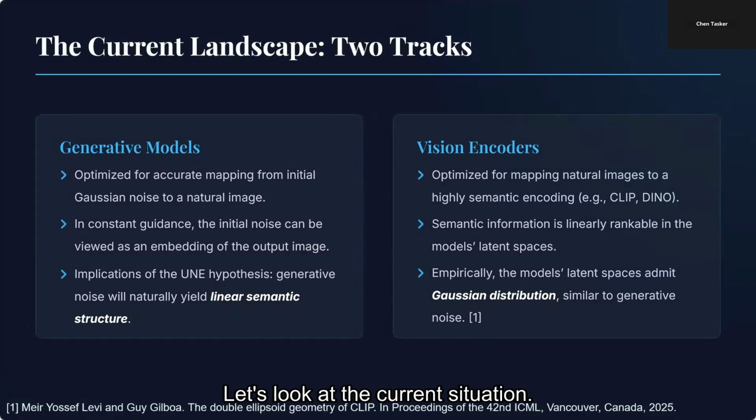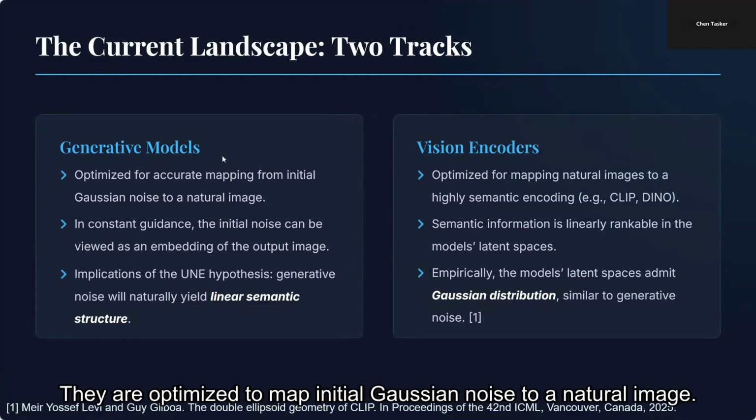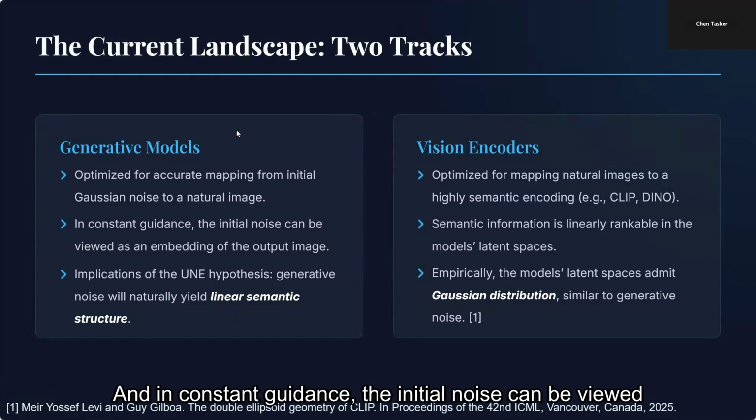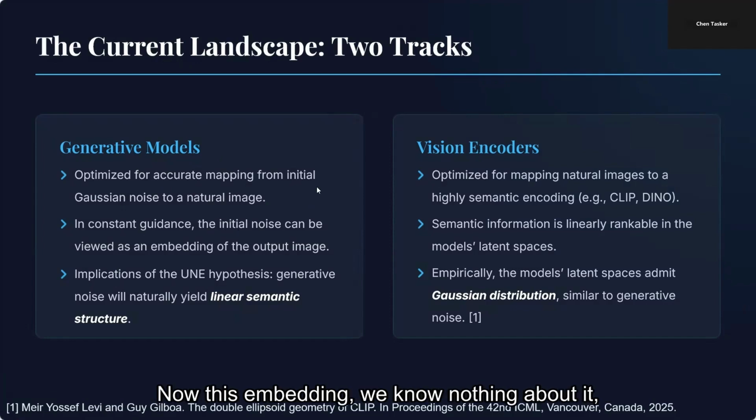Let's look at the current situation. Computer vision operates on two separate tracks. On one side, we have the generative models. They are optimized to map initial Gaussian noise to a natural image. And in constant guidance, the initial noise can be viewed as an embedding of the output image. Now, this embedding, we know nothing about it, except that it is Gaussian distributed.